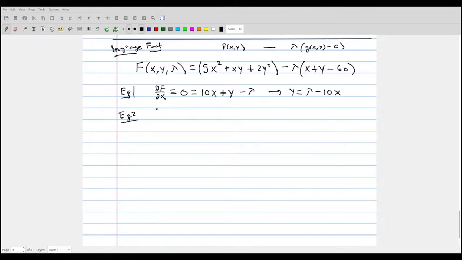Equation 2 is that the y partial derivative of our Lagrange function has to be equal to 0. This is going to tell us that x plus 4y minus lambda has to be equal to 0, which is the same thing as the equation x is equal to lambda minus 4y.